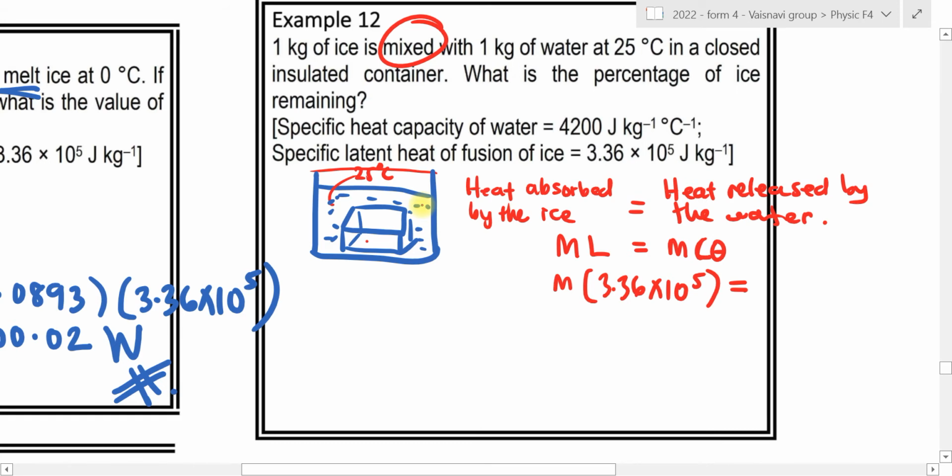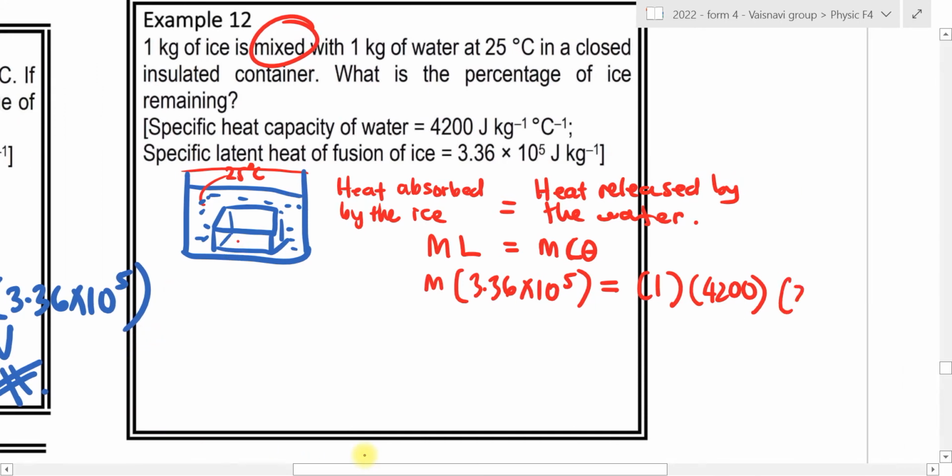For heat released by the water, the mass is 1 kg. C is 4,200. And the theta is from 25 degrees Celsius, it becomes 0 degrees Celsius. So 25 minus 0. What is your mass first?